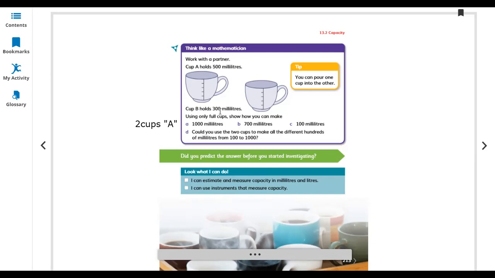Then pour this into the container, fill A again and pour into the container with 200 milliliter. For C, 100 milliliter, fill cup B and pour into cup A. Fill cup B again and fill cup A. 100 milliliter is left in cup B. I will write it.